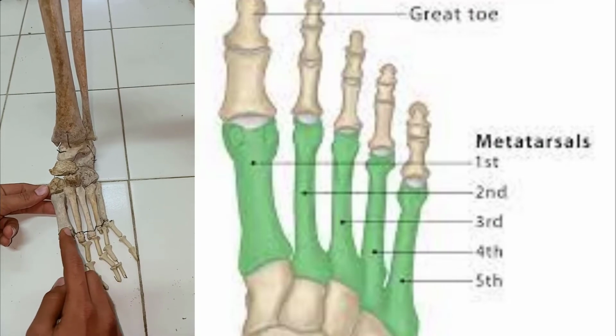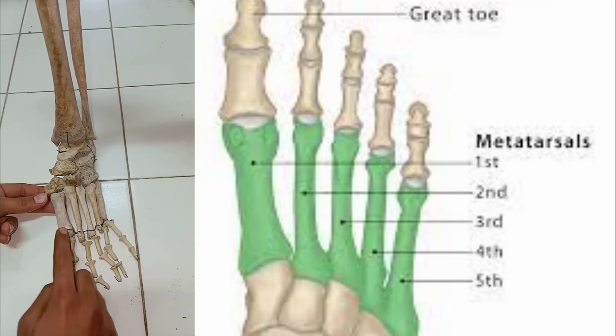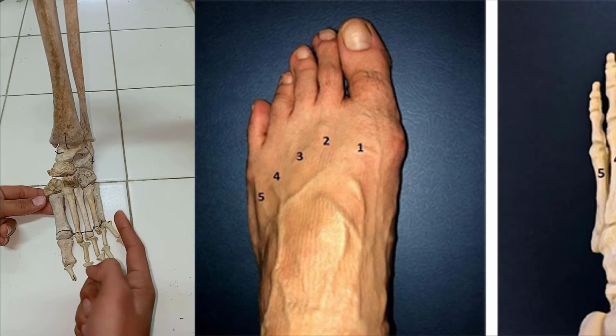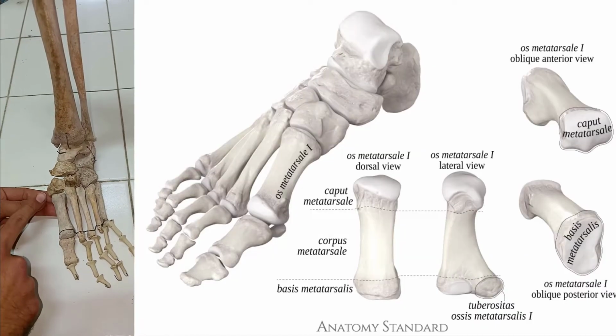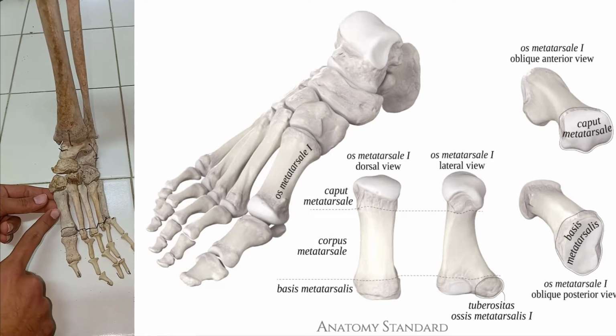Metatarsals refer to the 5 long bones found in each foot. They are numbered 1 to 5 from medial to lateral. It is in the middle of the phalanges and tarsal. Each metatarsal consists of a proximal base, distal head, neck and shaft.